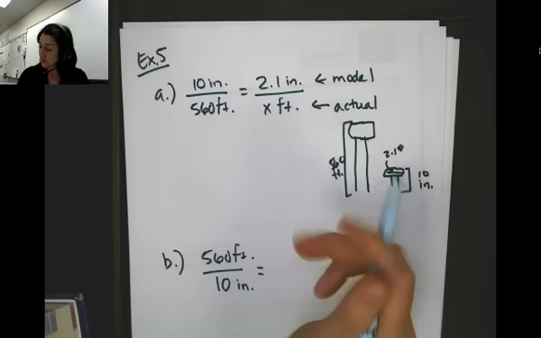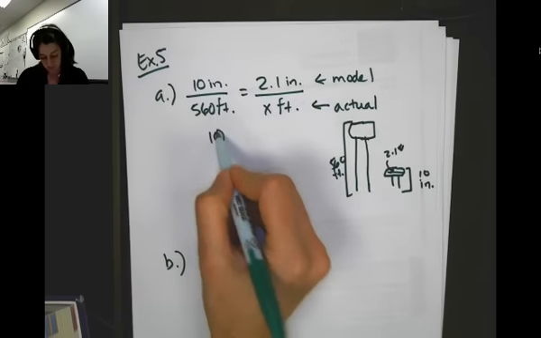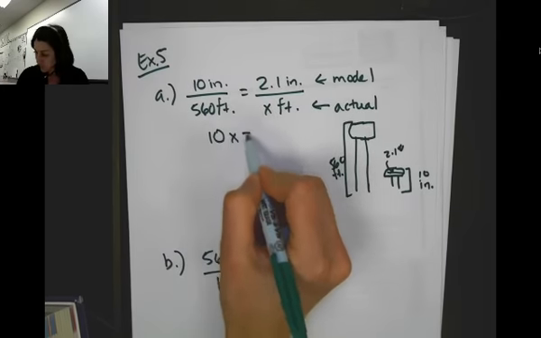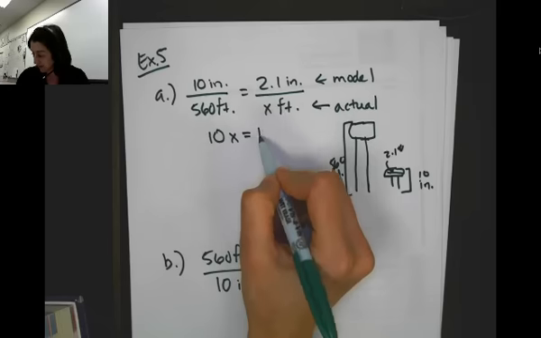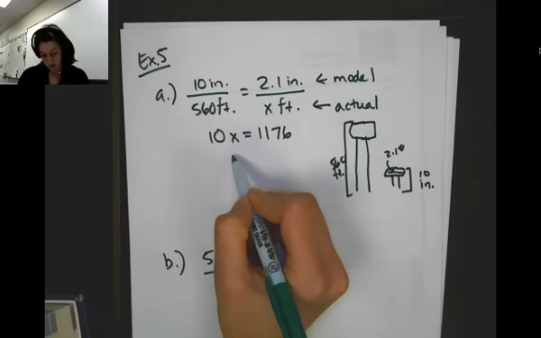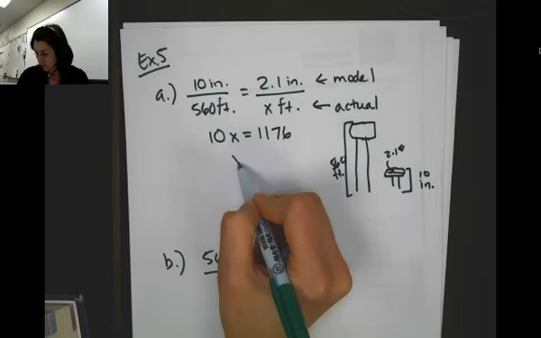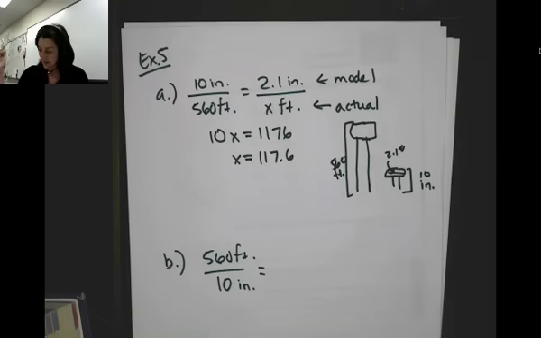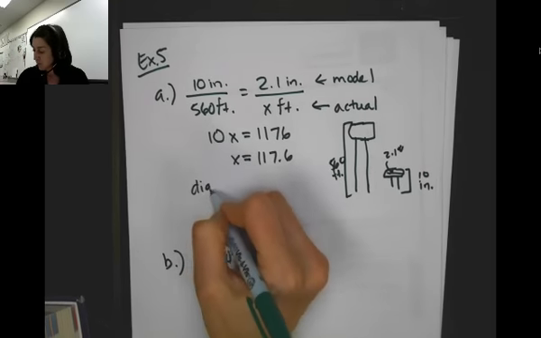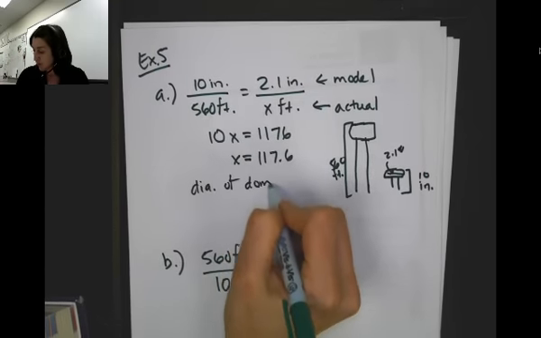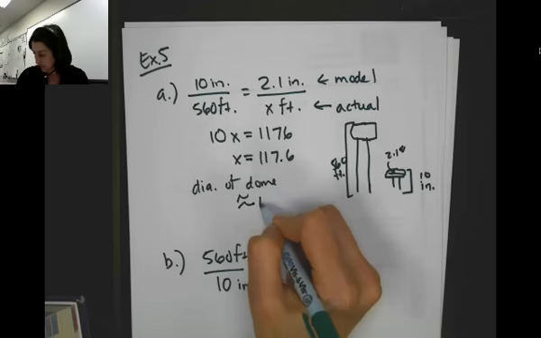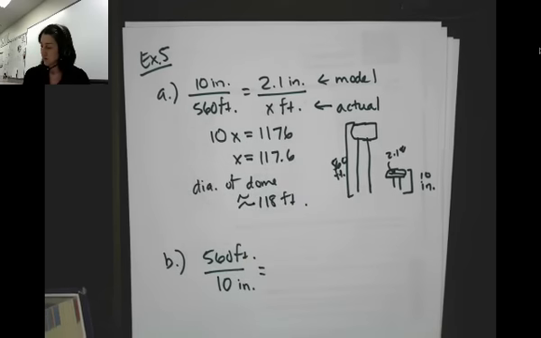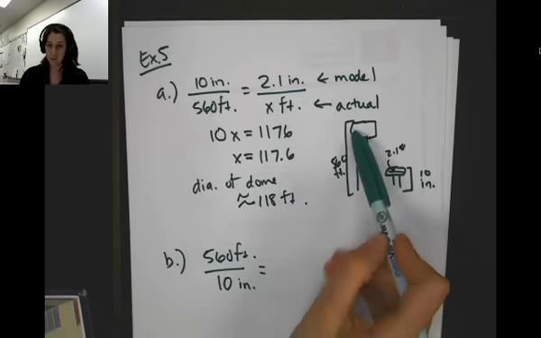And for right now, we can just disregard the units. 10x equals 1,176. X is this. So the diameter of the dome is about, when you round it, about 118 feet. Okay, so using the model, we can figure out the real one.